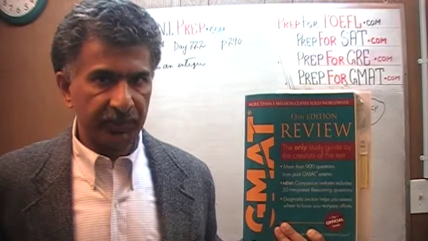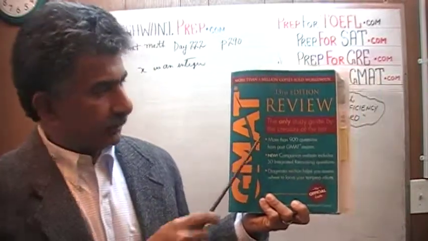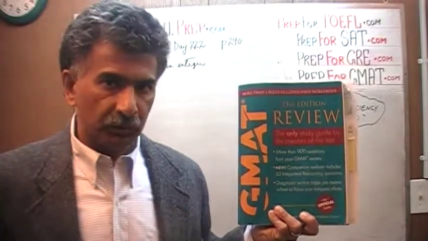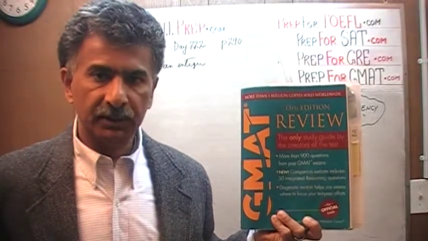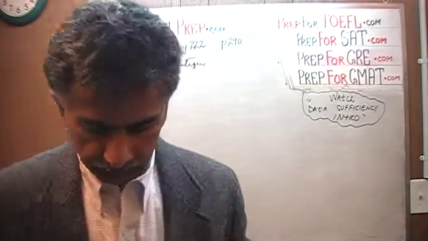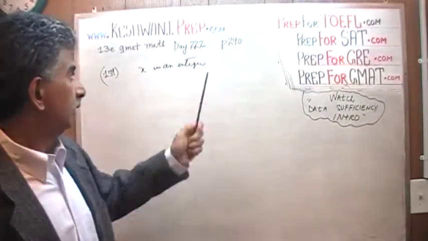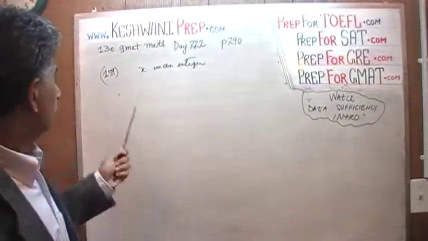We have been solving GMAT math problems out of this book here, GMAT Review, the Official Guide, 13th edition. If you do not own this book already, purchase one immediately. You're going to need it. The problem that we are about to solve is the one that you will find on page number 290. Today is our lesson number 222, problem number 159. Let's take a look at it.